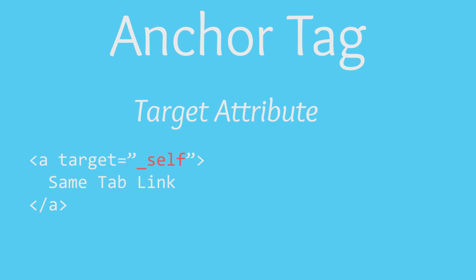Another common attribute, the target attribute, on the other hand, is optional. The target attribute specifies where the link should open. By default, the value of the target attribute is _self, which means the link should open in the current browser tab. The only other value for the target attribute is _blank. That means that the link opens in a separate tab.